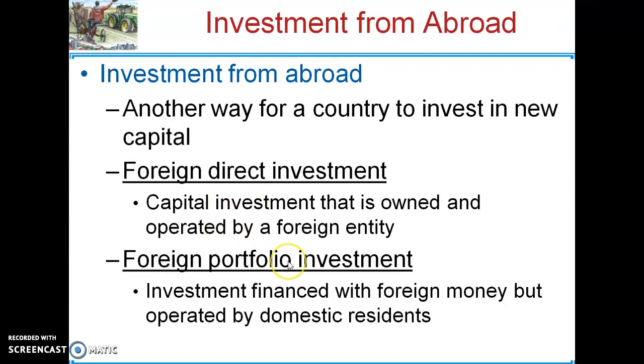You're directly involved in the production process. The portfolio investment would be that there's business people in China that want to have a factory, but they don't have the financial capital, the money to do it. So you would then provide the money for them. So you don't directly own or operate the factory. It's run by Chinese individuals, but it's created with your money.